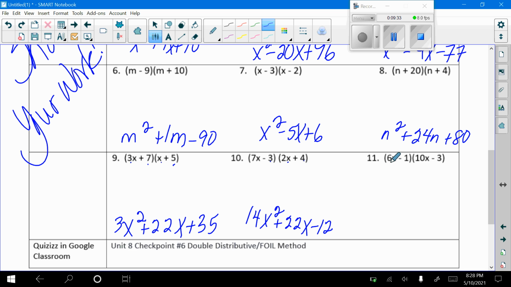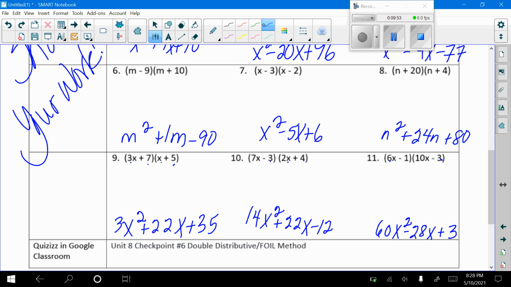And this last one, I'm going to get 6x times 10x gives me 60x squared. 6 times negative 3 is negative 18, and then this is negative 10, so I get negative 28x plus 3.